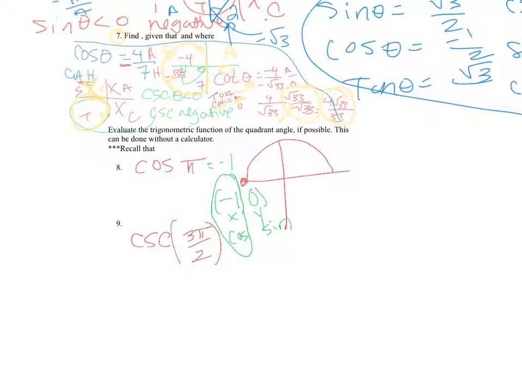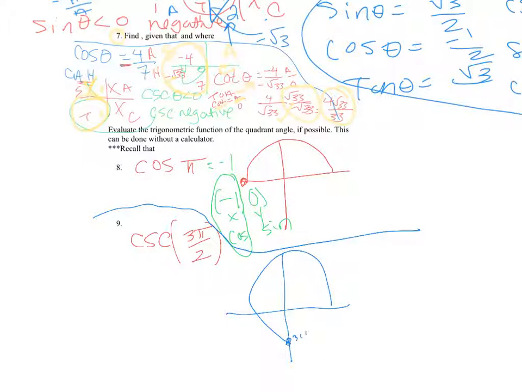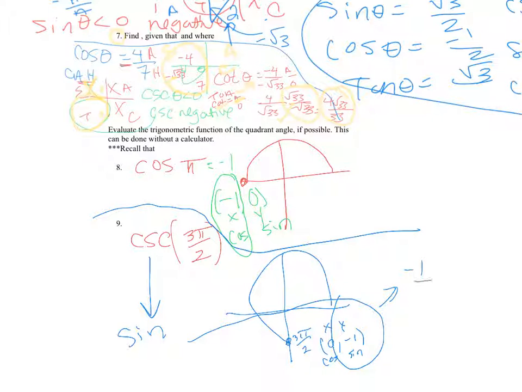Okay, now for this next one, for number 9, we first have to find 3 pi over 2. So 3 pi over 2 is right in here. That ordered pair is 0, negative 1, x, y, or cosine, sine. But we want to work with sine and cosine. So then I think, okay, cosecant goes with sine. They're reciprocals of each other. So if sine is negative 1, then the reciprocal is still going to be negative 1. So that's the value of cosecant 3 pi over 2.